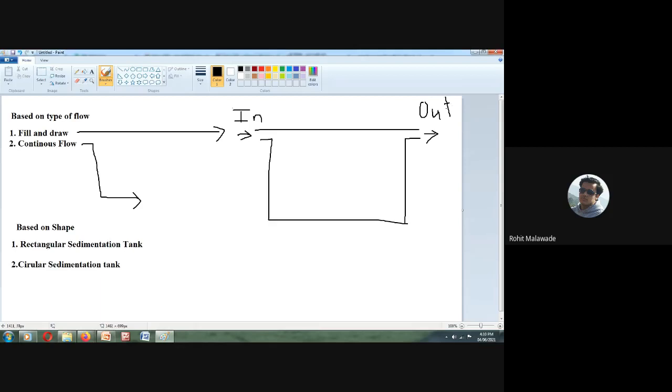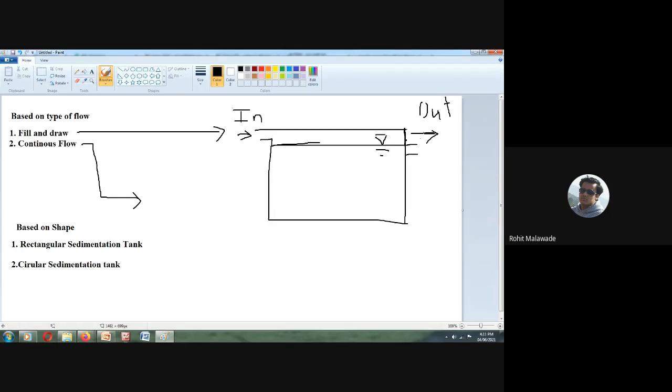okay. Now here we are going to have, say, the sedimentation tank, with an outlet over here. This is your sedimentation tank, the in and out type. I will explain what we mean by in and what we mean by out. So this is your sedimentation tank.